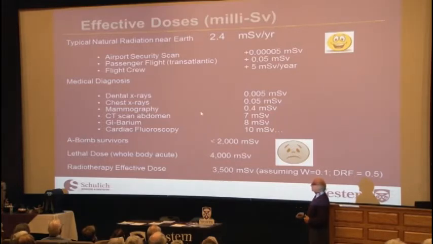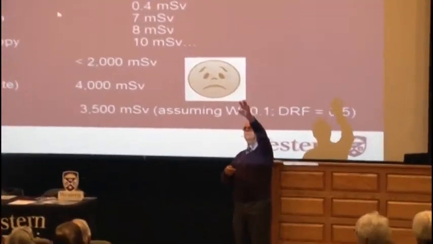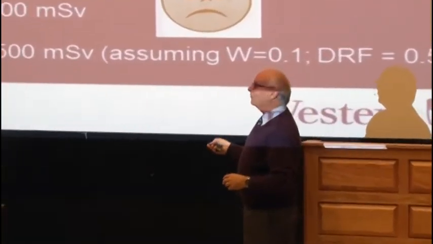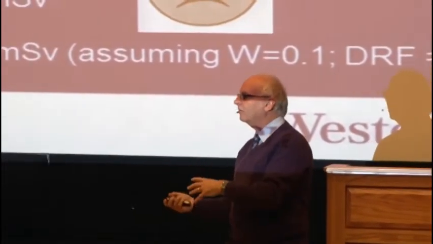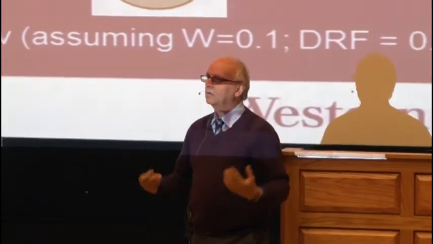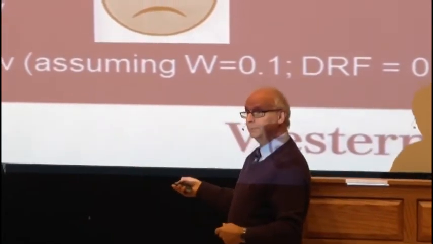A lethal dose is about 4,000 millisieverts. So if I were to expose, let's say I was a nasty person, brought in a radiation source here, and exposed all of you, whole body, including you at the back, to about 4,000 millisieverts, if we checked about a week to a month from now and asked you all to come back, only half of you would come back. The rest would have died. So that's a high number.